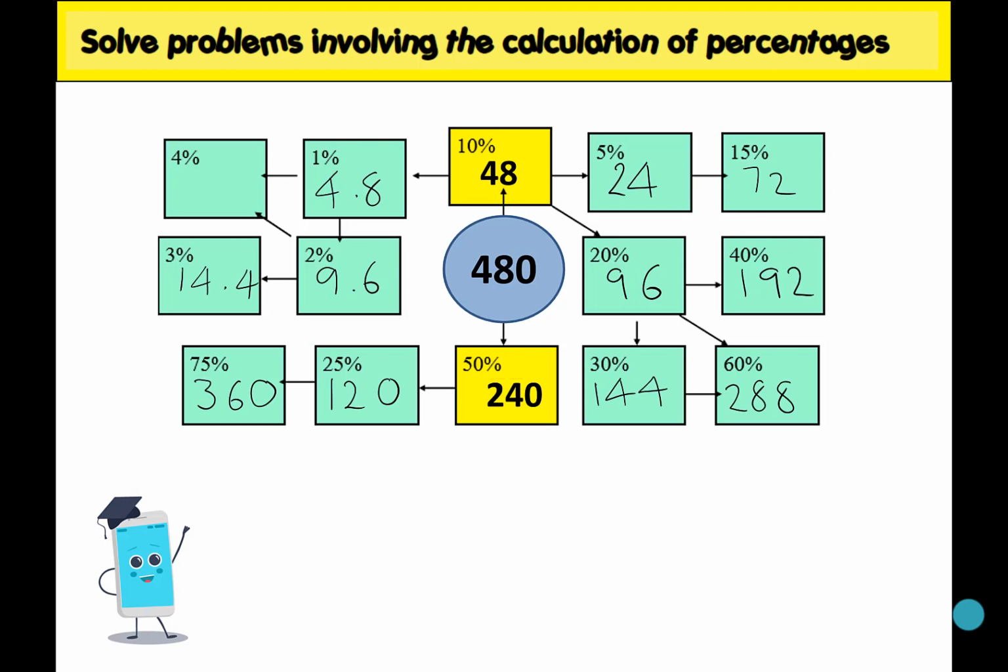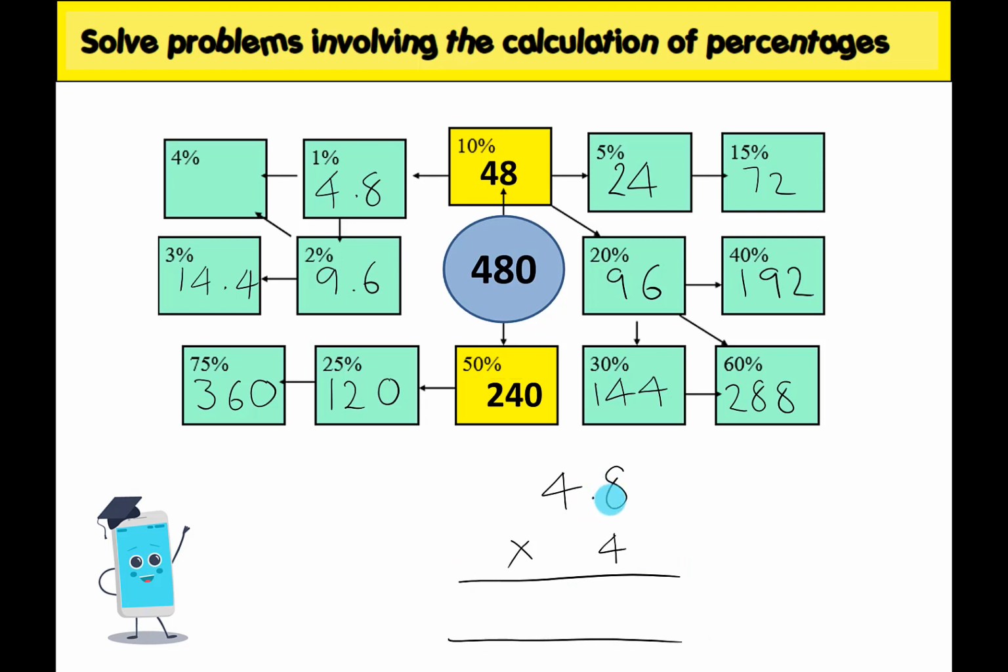And finally, how would we use all the clues we've got to find 4%? Well, I could use my 40% and divide it by 10, or I could use my 2% and double it, or I could use my 1% and times it by 4. I'm actually going to have a go at multiplying my 1% by 4.